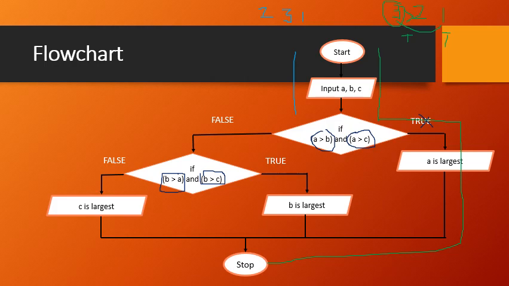What is the first check here? A greater than B, right? So what is the A value? 2. Is 2 greater than 3? No, 2 is not greater than 3. Then definitely 2 cannot be largest value, right? Since 2 greater than 3 is a false value, definitely this 2 will never be largest.